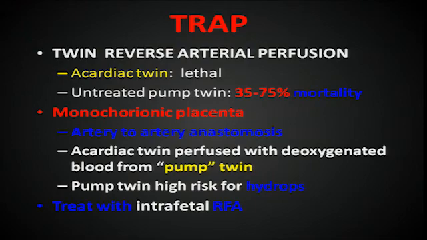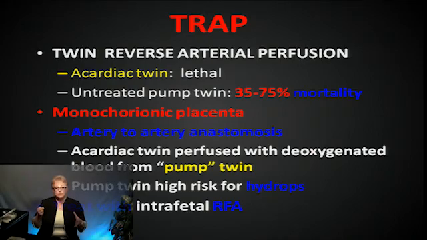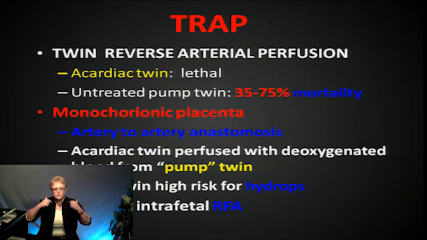So this is a TRAP sequence. It's twin reverse arterial perfusion. It's an acardiac twin. So you don't have any head or upper arms usually because there's no heart to pump blood up. So what you have is the torso and the legs, and usually those can look pretty normal, or you can have just like this globular area with just some basic spine and torso. But they don't have a good head. If they do, it's usually pretty small, and they usually have abnormal upper arms. Untreated pump twin, 35 to 75% mortality if we don't do something.